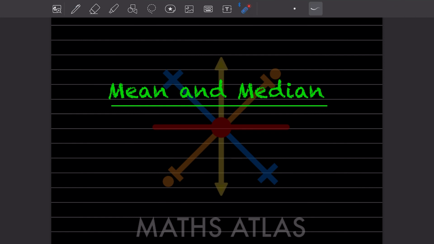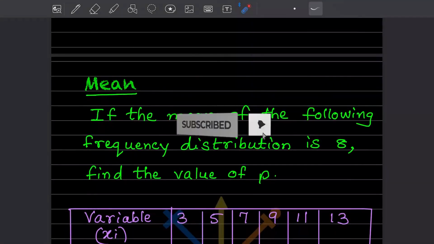So today we are going to see the mean and median, the different types of it. We have already done some in my previous videos. You can see them, the previous videos for the mean and median, and these are some more types.